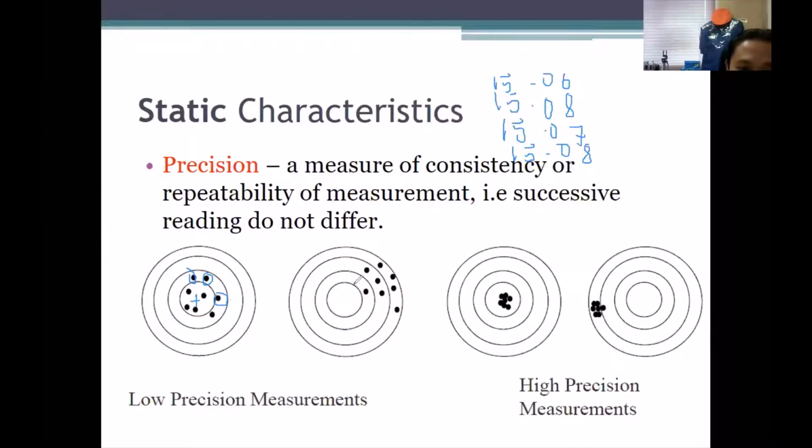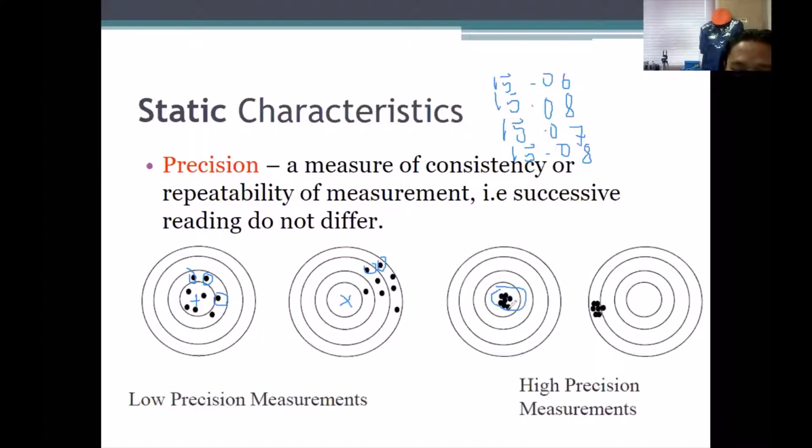For example, this one is low precision and low accuracy, because this is our expected result here. All the measurements are far from the expected result and not close to each other. For example, this one and this one are not close. So this one we call low precision and low accuracy. Compare this one, close to the exact value, and every reading is almost close. So this one we call higher precision and higher accuracy.